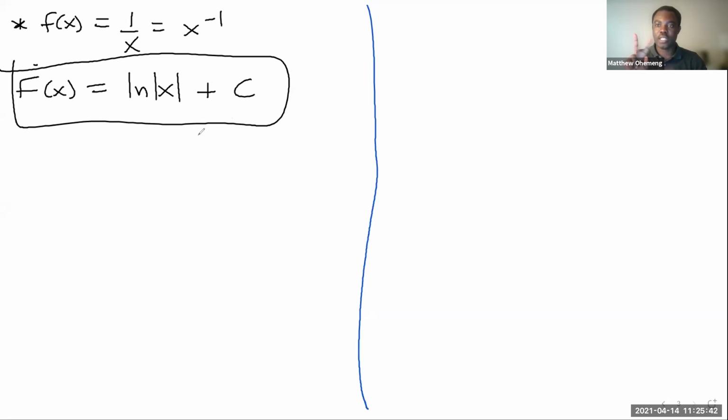Right, so two things. We've learned how to get the antiderivative for power functions. And for the power function, when the power is -1 or the function is 1 over x, the antiderivative is what? ln of not just x, because x could be negative. It's ln of absolute value of x. And then you add plus c.